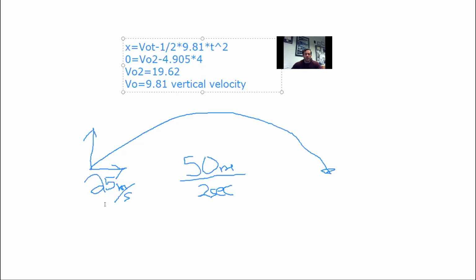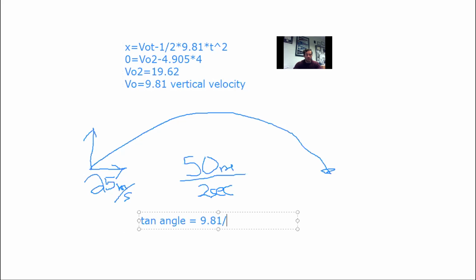So then the next thing we need to solve for is the angle. And so for this, we have the tan of the angle is going to equal the opposite, which is going to be our vertical, so that's going to be 9.81, divided by our adjacent, which is going to be 25. And so that's going to allow you to figure out the angle that it happens to be at.